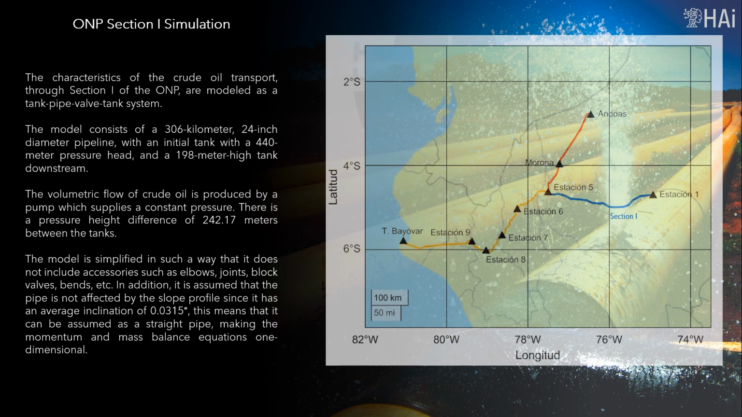The model is simplified in such a way that it does not include accessories, such as elbows, joints, block valves, bends, etc. In addition, it is assumed that the pipe is not affected by the slope profile, since it has an average inclination of 0.0315 degrees. This means that it can be assumed as a straight pipe, making the momentum and mass balance equations one-dimensional.